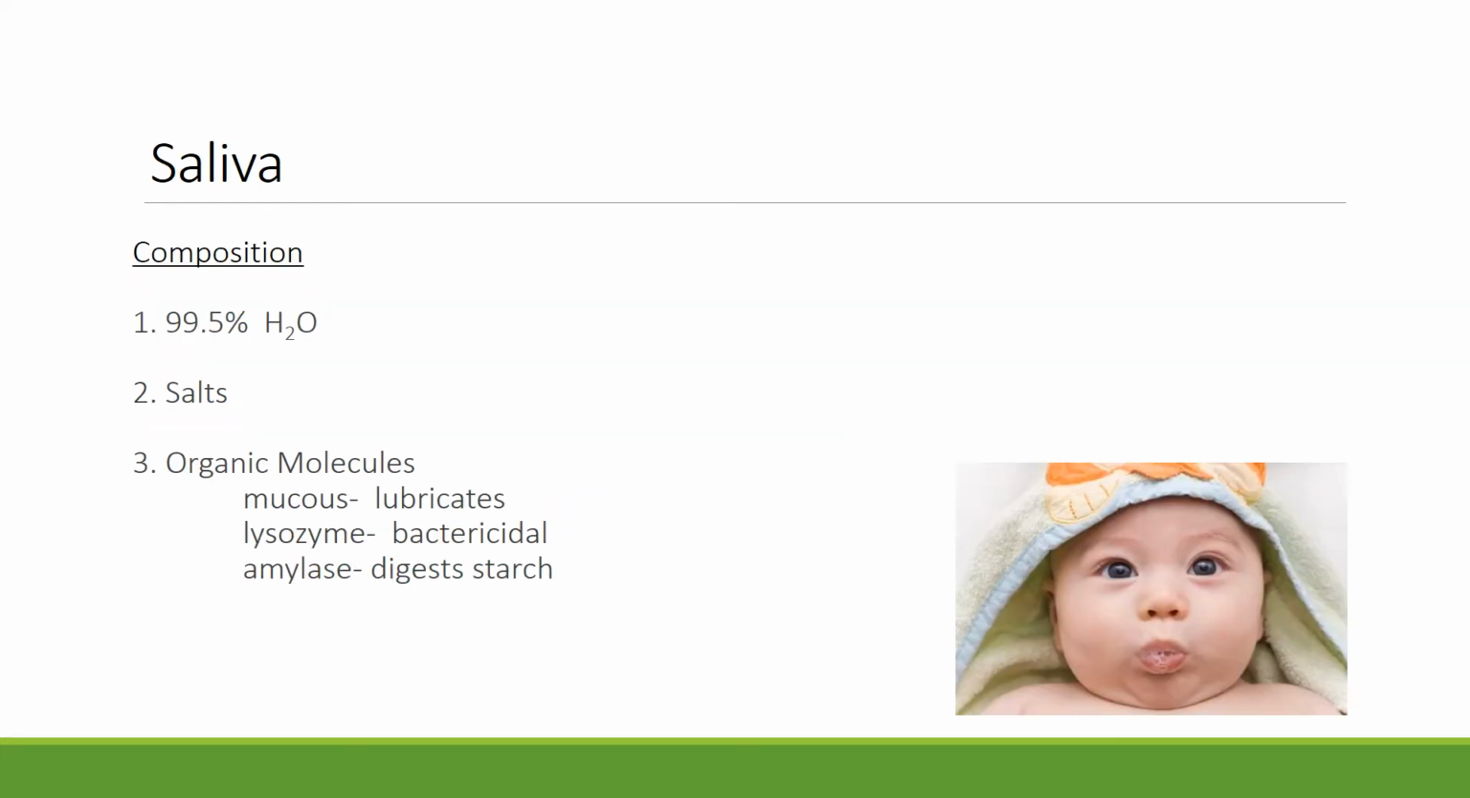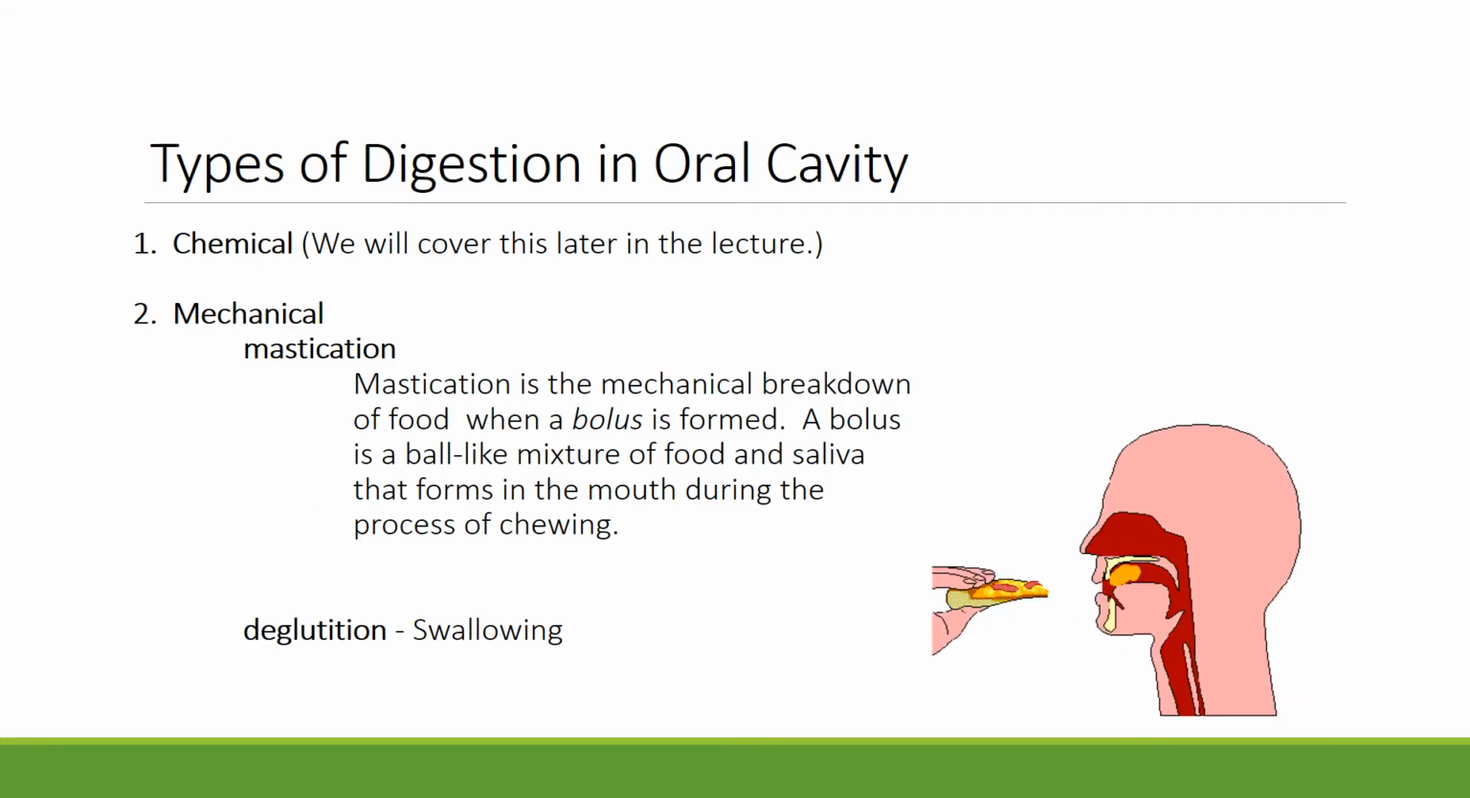Saliva plays an important role in the process of digestion because it's 99.5% water. It helps to soften the food and make it move more easily through the digestive tract. In addition, saliva contains salts and organic molecules like mucus that helps to lubricate, lysozyme, which is bactericidal, and amylase, which digests starch.